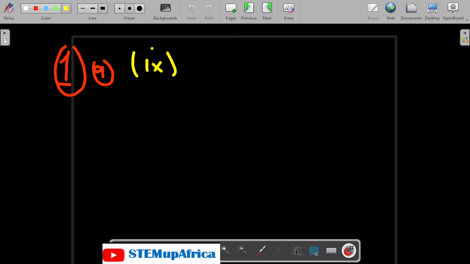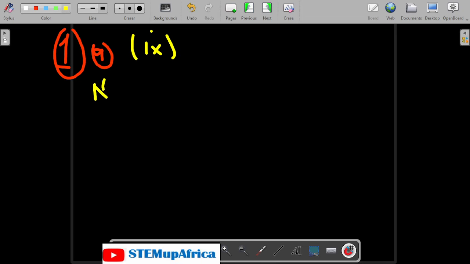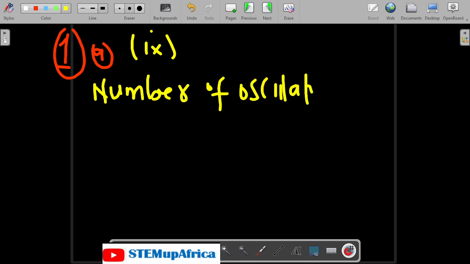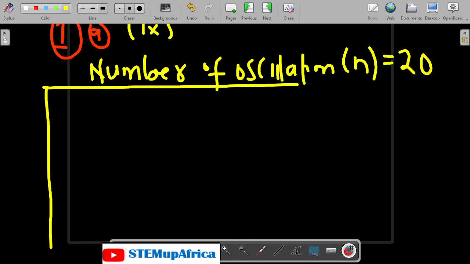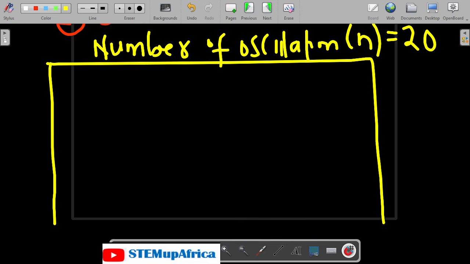So I will write number of oscillations, which is n. The value is 20. So with that known, I can now draw the table of values. Make sure this table you are seeing here is not manipulated. The experiment was 100% conducted. These are not manipulated tables like the ones you see online. It's not manipulated, it's 100% conducted.